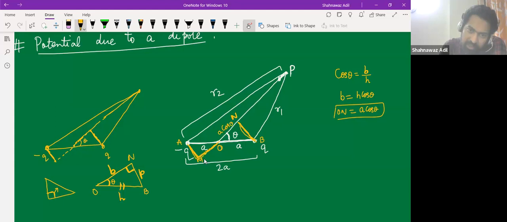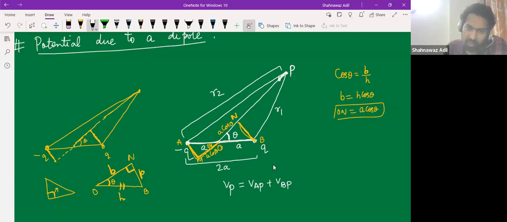Similarly, you guys work out this would be A cos theta. Clear, guys? Because this is again theta. Clear? Okay. So now if I want to calculate the potential, the potential will have two contributions, because how many charges are there? Two charges. So there would be two contributions, VAP plus VBP. Right? Clear, guys?